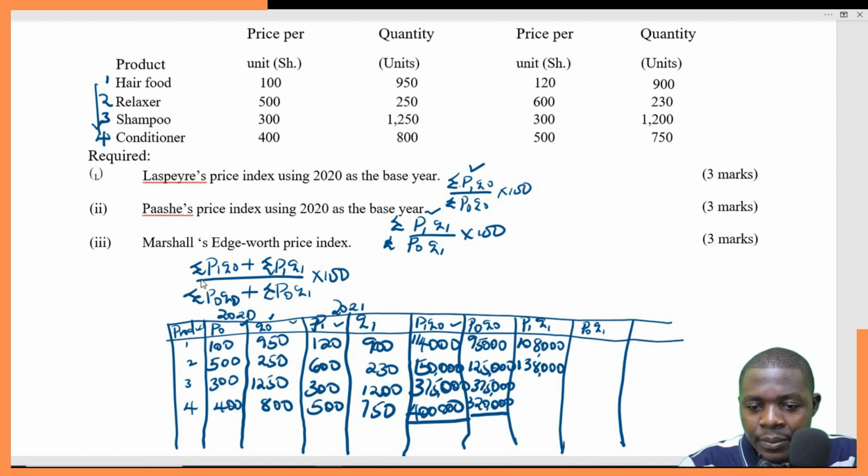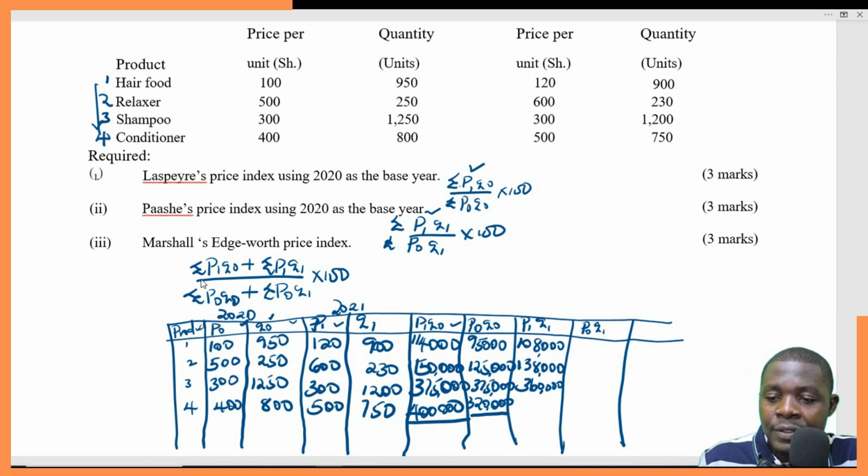138,000. Then we are having 300 multiplied by 1200. You get 360. We record here 360,000. And then lastly, we are having 500 multiplied by 750. According to my calculator, I'm getting 375,000. Then lastly, it is P naught. P naught should be the first column here, multiplied by Q1, the last column.